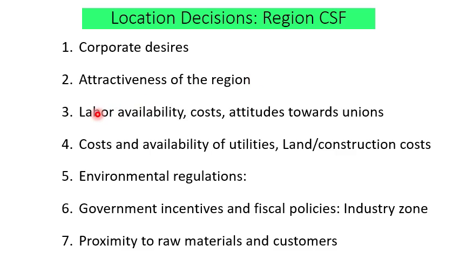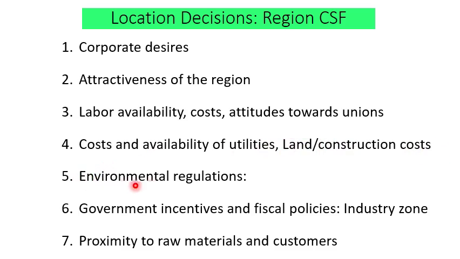And the next one is labor: availability, cost, and attitude towards unions. The availability of labor within that specific region, the costs of the labor, and the attitude towards labor unions should be considered as a critical success factor. And the next one is costs and availability of utilities like electricity, water, and telecom, land, and construction costs.